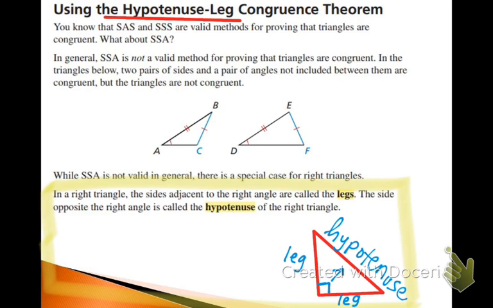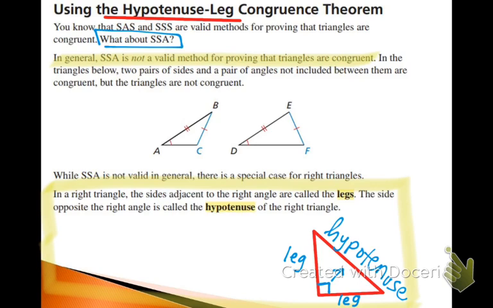Okay, so let's talk about why this matters. You know, side angle side and angle side angle are valid methods for proving that 2 triangles are congruent. What about SSA? All right, I want you to put a box around "what about SSA," and then take out your highlighter. In general, SSA is not a valid method for proving that 2 triangles are congruent.